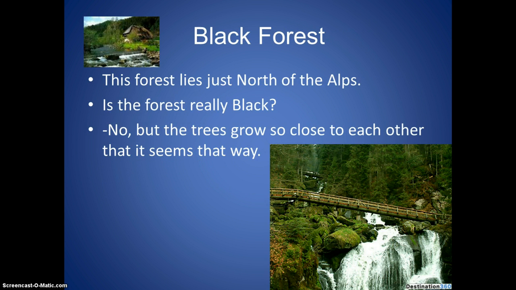The Black Forest is a famous forest located in Germany. It's often a backdrop to a lot of stories like Hansel and Gretel and lots of fairy tales. This forest lies just north of the Alps, but really is the forest black? No, right? It's not like they have black trees or anything like that. In fact, you can see some of the pictures located right here. It's a beautiful forest. But the thing is, the trees grow so close to each other that it just seems like it's really black, like it's really dark.